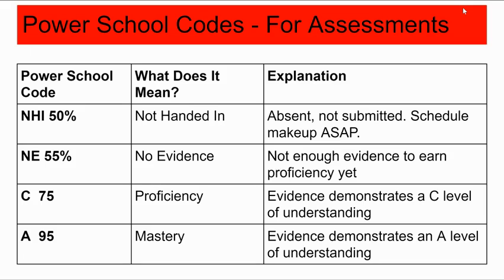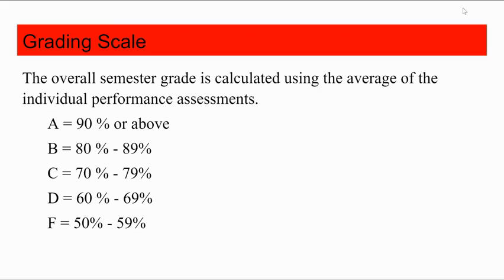AC gets put in as a 75. This is a measurement of proficiency, so this shows that a student demonstrates a C level of understanding on the content check. And an A goes in as a 95, or mastery. This is when the student's test or assessment shows a high level of understanding over the content. At the end of the semester, we take their grades over the content checks in PowerSchool, and we average them together to get their grade in the class. And you can see our grading scale below.